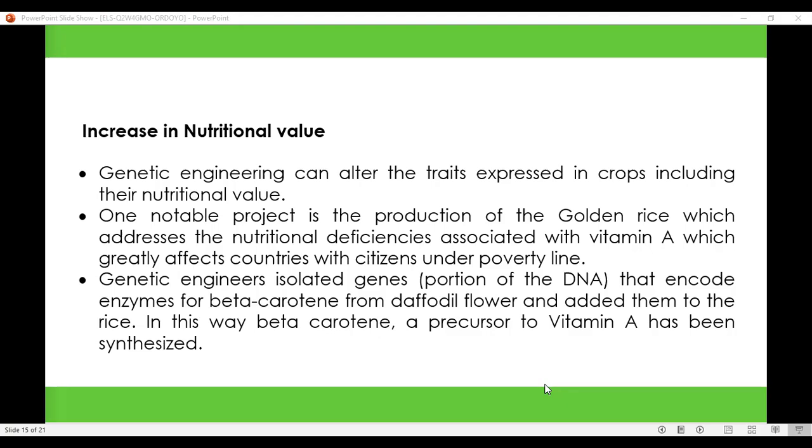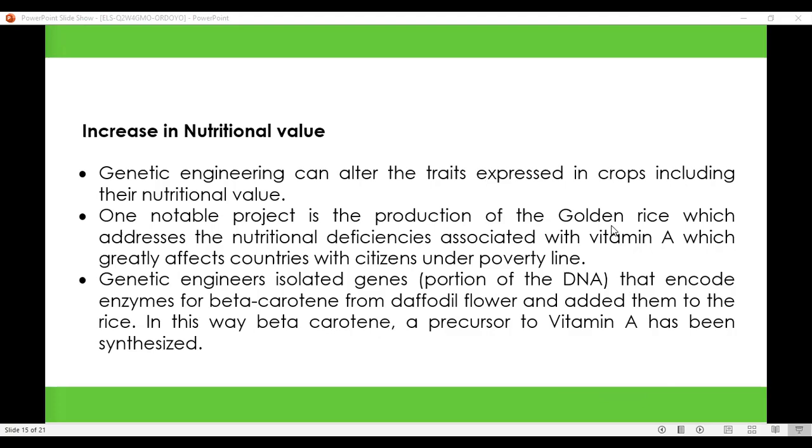Ang sinasabi nila, ang vitamin A ay pampalinaw raw ng mata. Pero hindi ito na-absorb ng ating katawan if yung pagkain or crop na kinakain natin doesn't have beta-carotene. So, they introduced the golden rice, so that if a person eats the golden rice, yung vitamin A ay ma-absorb agad ng ating katawan.